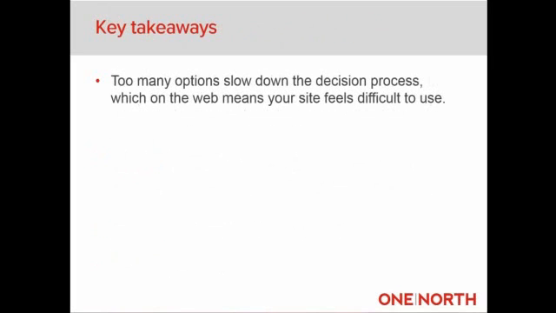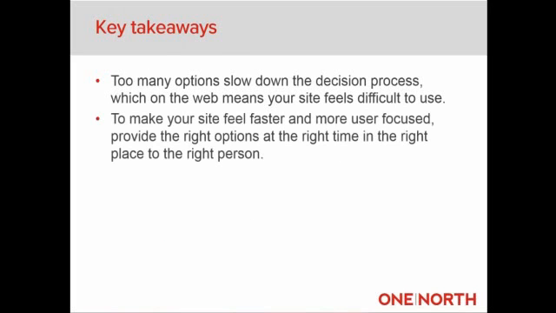So, key takeaways from today. When we have too many options, we slow down our decision-making process. On the web, that means your site starts to feel difficult to use. You want to make your site feel faster. You want to provide the right options, at the right time, in the right place, to the right person. And remember our strategies: reduction, concealment, progress, guidance.